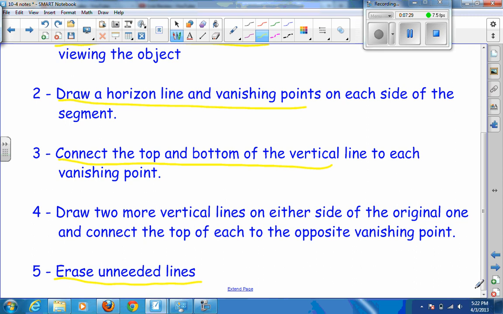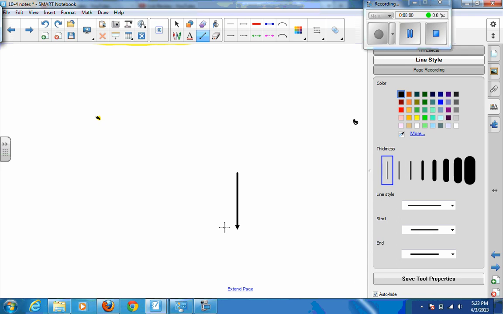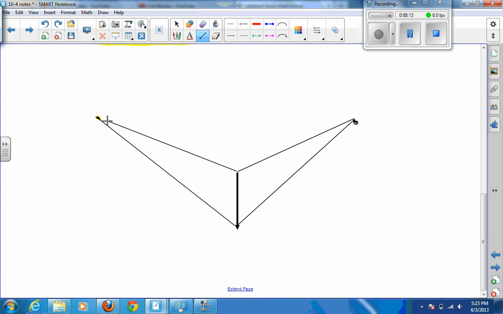Okay, so let's go through, and I think I got space. Actually, I'm going to do it right on here. So I'm going to draw my front corner. Okay, I'm just going to make it nice and straight. And then I'm going to draw my horizon line, a vanishing point on either side of the segment. So I want to get a black marker. Vanishing point and a vanishing point. And I'm going to be a little bit more precise this time. I'm going to use my straight line tool. And now I need to connect each of these edges to that vanishing point. Looks like that. Okay.